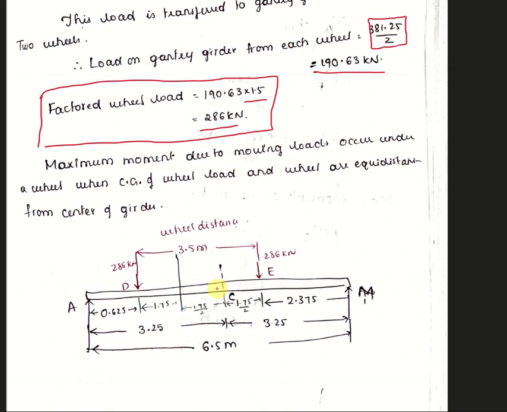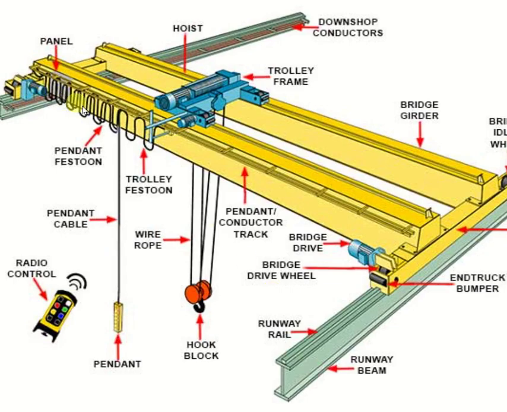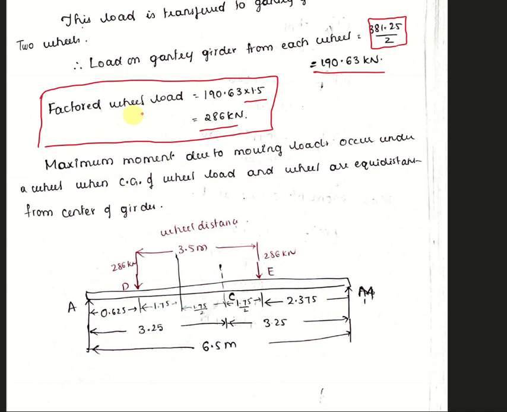So now the maximum moment due to moving loads occurs under a wheel when the center of gravity of the wheel loads and the wheel are equidistant from the center of the girder. Now this is the girder diagram. I will show you. So now we have found there's a simply supported beam. We have got all the shear forces. We have got the reactions, right? Now we are taking this span, and this condition is the gantry girder span, which is 6 meter. Let me write this span of gantry girder.